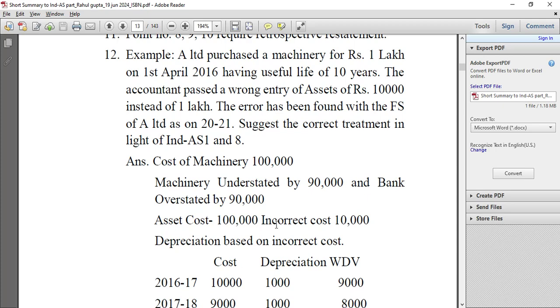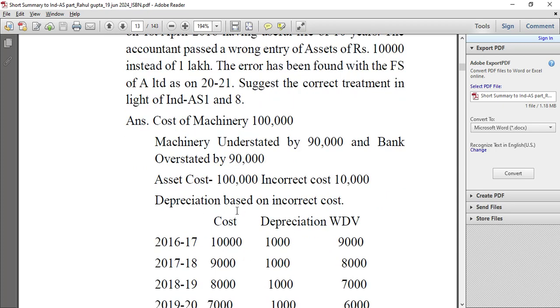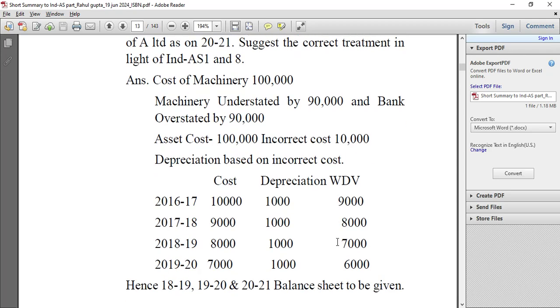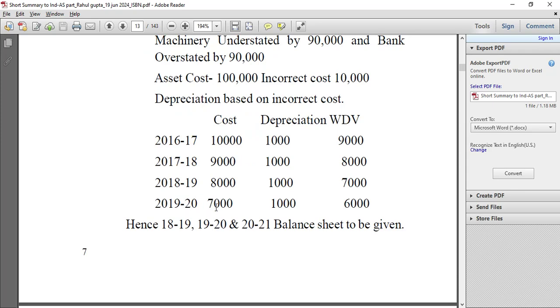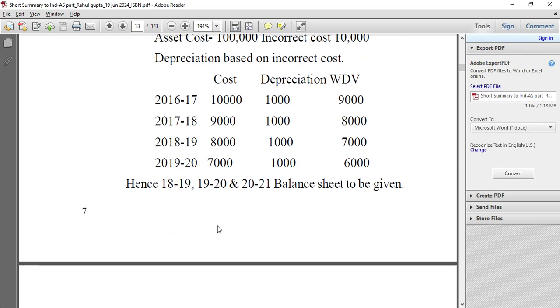Asset cost 1 lakh, incorrect cost 10,000. Depreciation based on incorrect cost: 2016-17 cost 10,000, depreciation 1,000, WDV 9,000. 17-18, 9,000, depreciation 1,000 and WDV 8,000. 18-19 cost 8,000, depreciation 1,000 and WDV 7,000. In 19-20, 7,000 minus 1,000, 6,000. Hence, for 18-19, 19-20, 2021 balance sheet to be given.